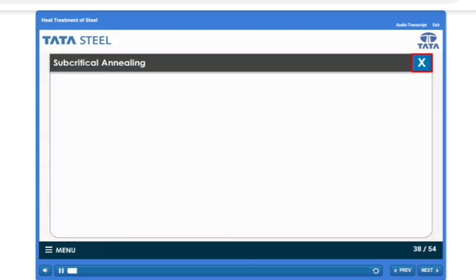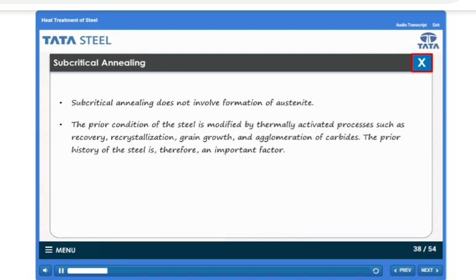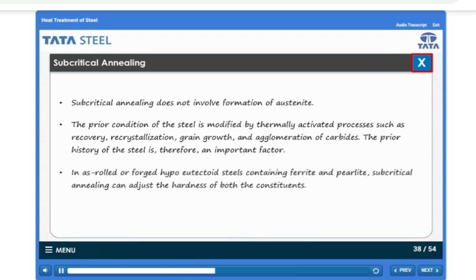Subcritical annealing. Subcritical annealing does not involve formation of austenite. The prior condition of the steel is modified by thermally activated processes such as recovery, recrystallization, grain growth, and agglomeration of carbide. The prior history of the steel is, therefore, an important factor in as-rolled or forged hypo-eutectoid steels containing ferrite and pearlite. Subcritical annealing can adjust the hardness of both the constituents, but excessively long times at temperature may be required for substantial softening.